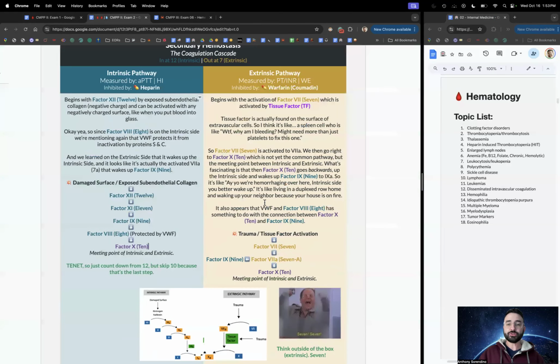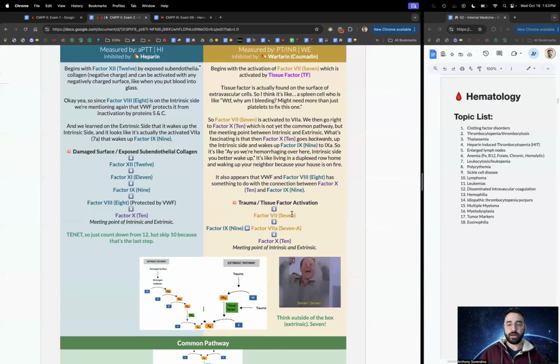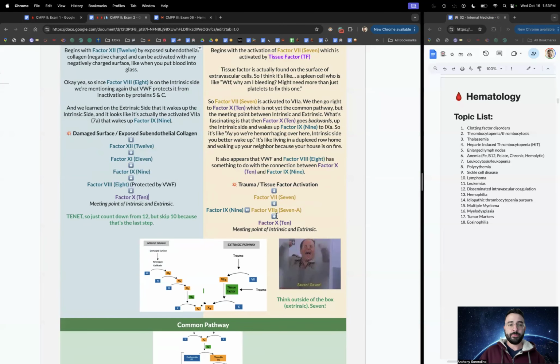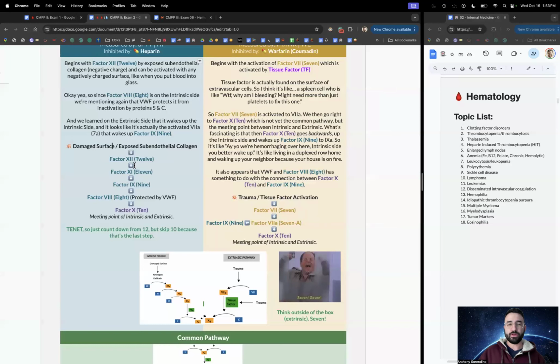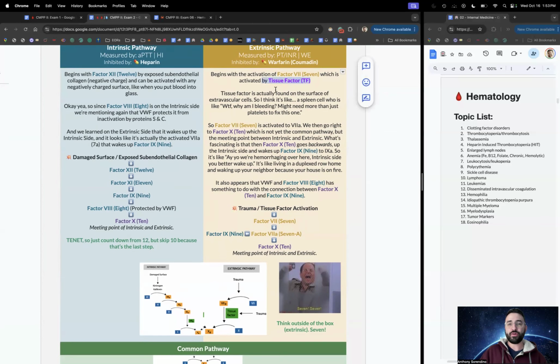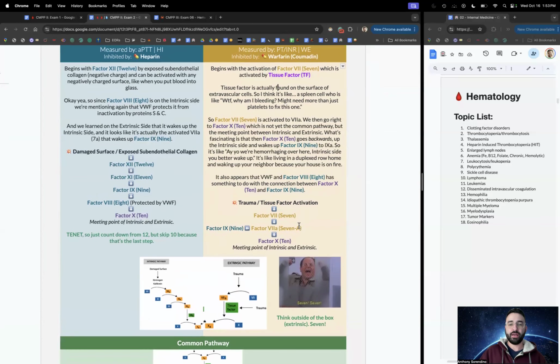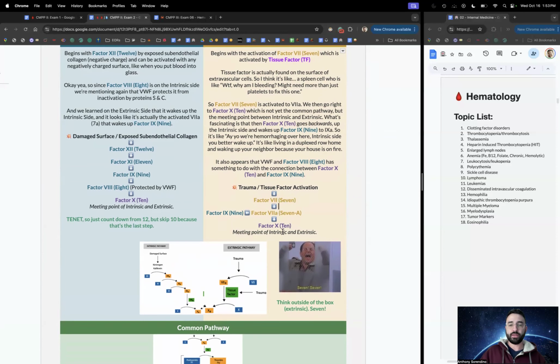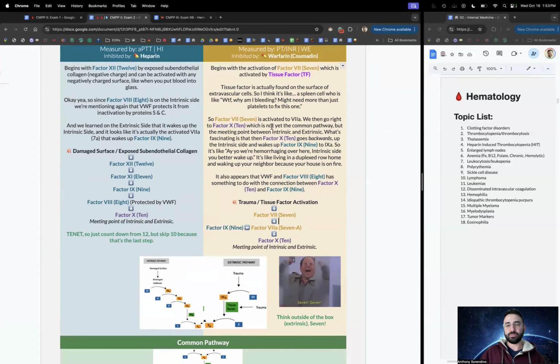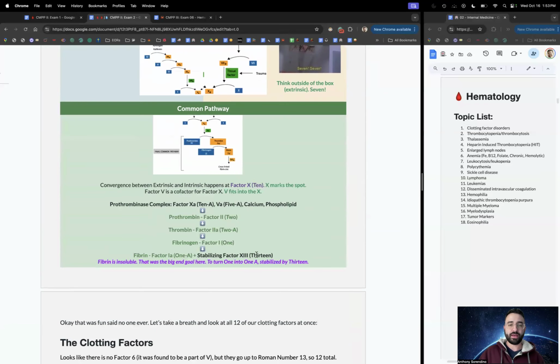And then on the extrinsic side, not as much. It's really all about 7. On the left is more about subendothelial damage and stuff. Over here is more like trauma. It's not too terribly important. Tissue factor is over here on the extrinsic side. But really, factor 7 is kind of the big one that is over here, and that leads to 10. Factor 7 kind of activates 9. So if the extrinsic pathway is started, it's going to kick this off too. Not sure how important that is.